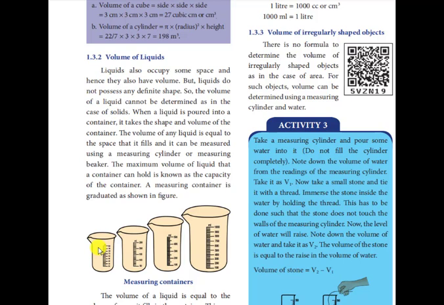The maximum volume of a liquid that a container can hold is known as the capacity of the container. Note this important point. What is the capacity of this particular jar which holds liquid of 100 ml, 200 ml, 500 ml, 1000 ml? Depending on the size we can decide the capacity of the container.